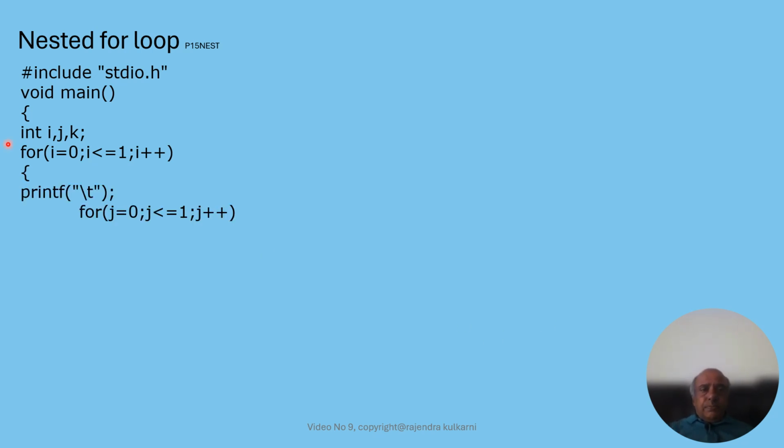We have declared three int variables, i, j, k. In the first loop, for i is equal to 0, i less than or equal to 1, i plus plus. This is our for loop, which is the outermost loop. Then the opening brace of the loop. Then there is a printf statement.